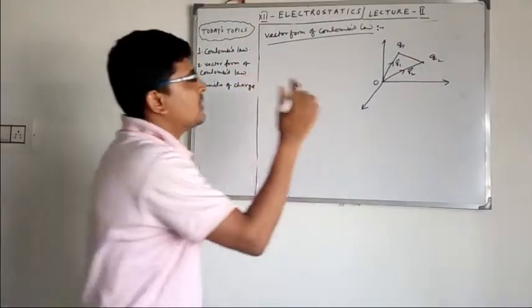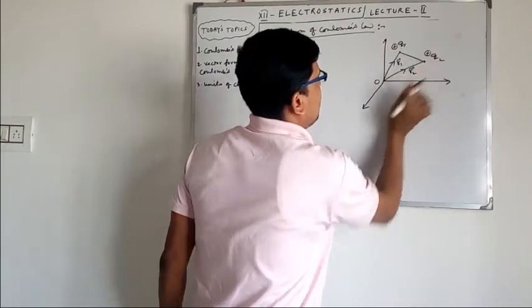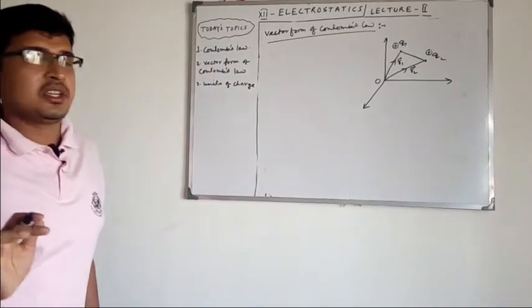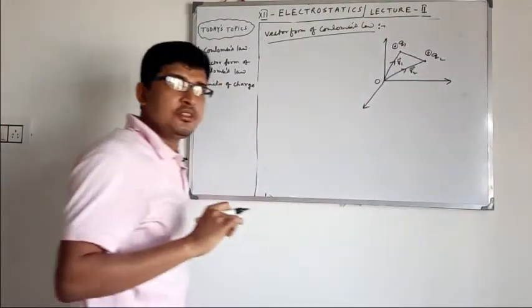Okay, suppose these charged particles are positively charged particles. Both the charged particles have positive charge. So in that case, there will be a repulsive force between them.